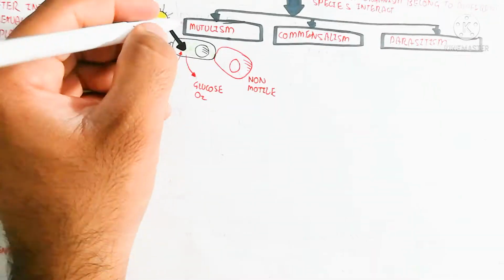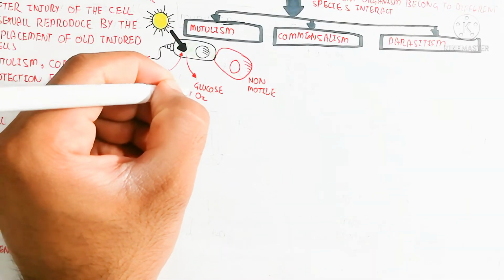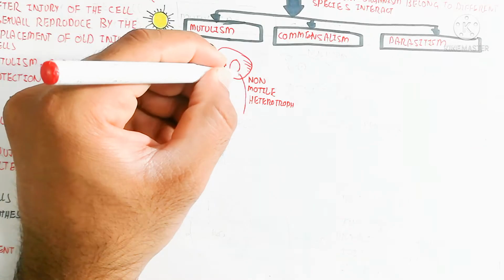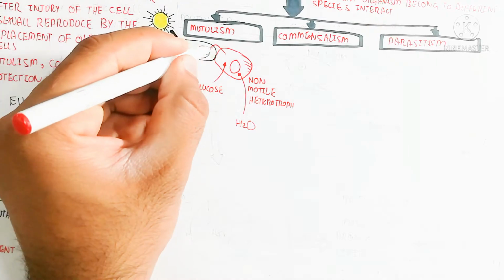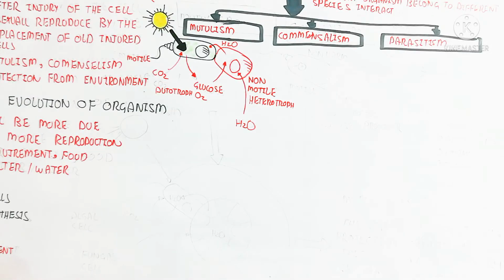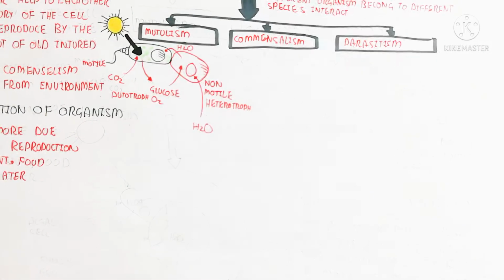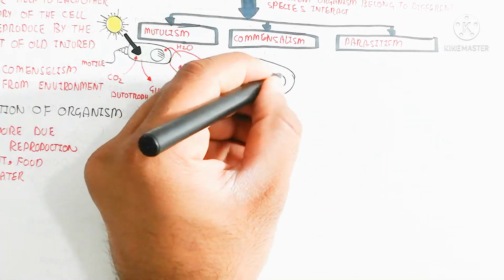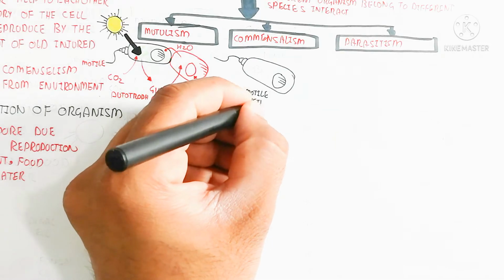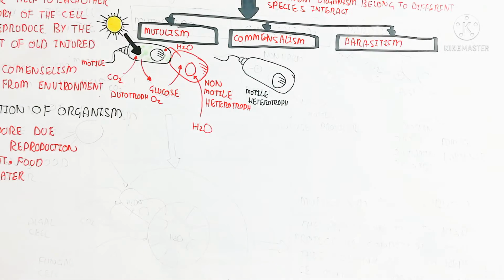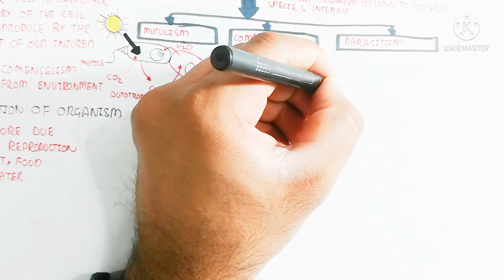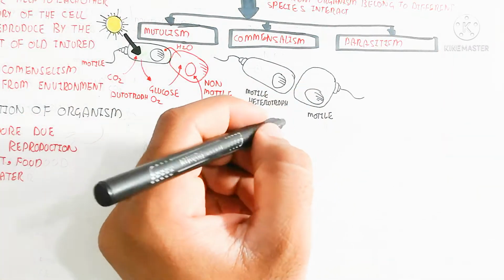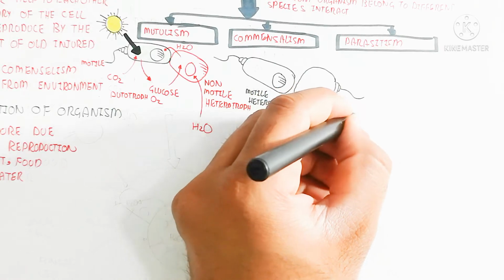But the important thing is that here is the non-motile cell, and that was the motile one, and this is the non-motile heterotroph, which uses the sugar but also absorbs water and provides the water to the other, autotrophic cell. So in heterotrophic and autotrophic mutualism, both are beneficial to each other, because both are sharing content with each other for solving the problem.